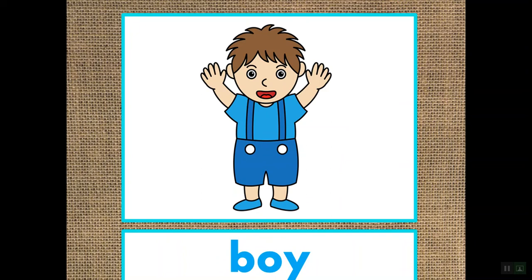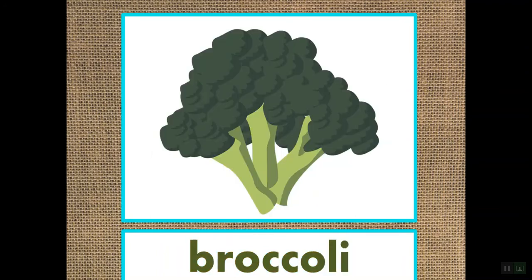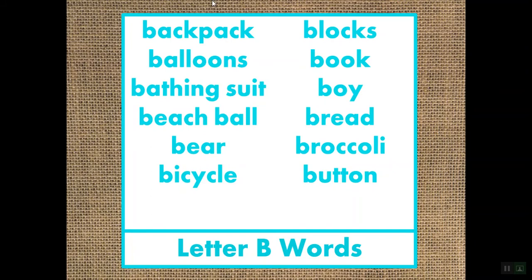Next we have boy. Practice saying boy. And bread. Say bread. And broccoli. Go ahead and say broccoli. Here we have a button. Say button. And here's our list of B words. We just went through 12 different pictures with words that match that all start with the letter B and the sound B. Let's practice saying them one more time.